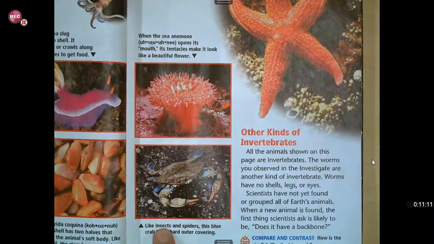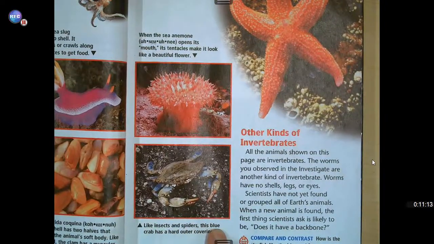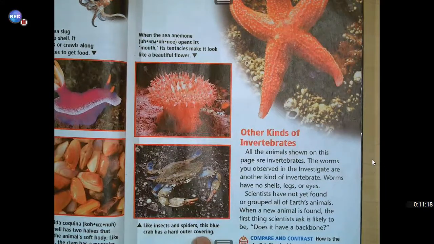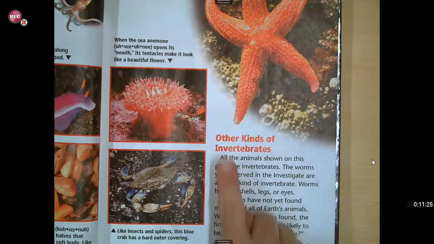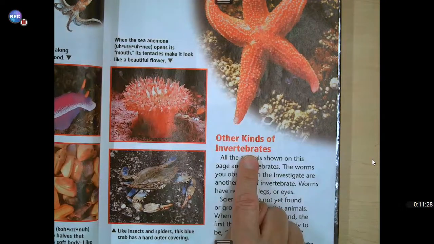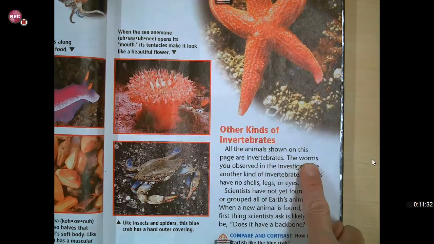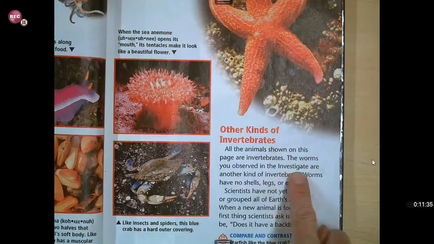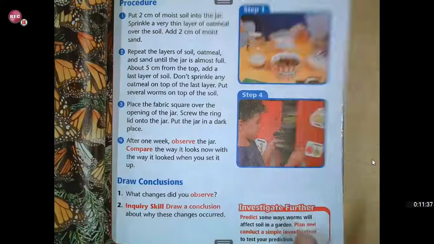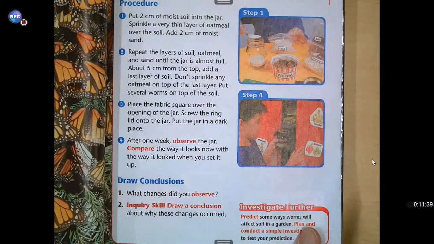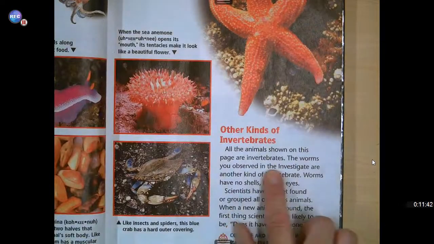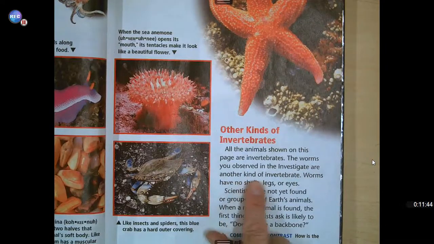And like insects and spiders, this blue crab has a hard outer covering. Okay, so lots of different characteristics here of snails, clams, and squids. Let's read about other kinds of invertebrates. All the animals shown on this page are invertebrates. The worms you observed in the investigate, that's back here if you choose to do the investigation on a worm farm. The worms you observed in the investigate are another kind of invertebrate.